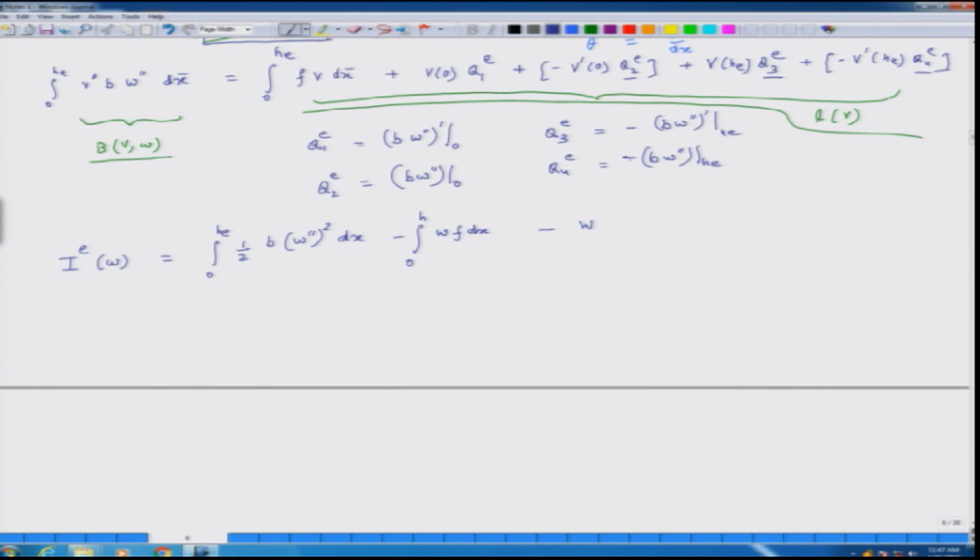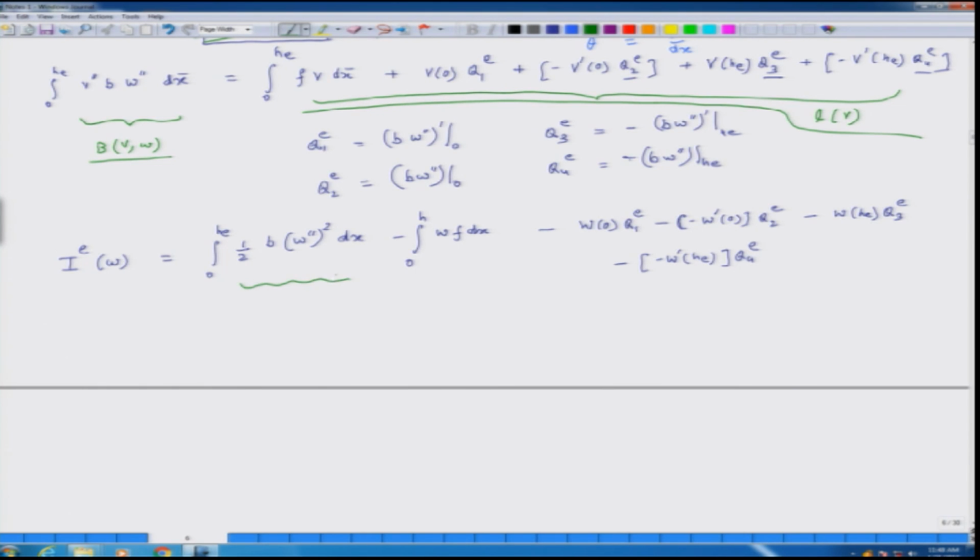minus W evaluated at 0 Q1E, minus W prime evaluated at 0 Q2E, minus W evaluated at HE Q3E, and then minus W prime evaluated at HE Q4E. So, I have just written this functional, but look at it.